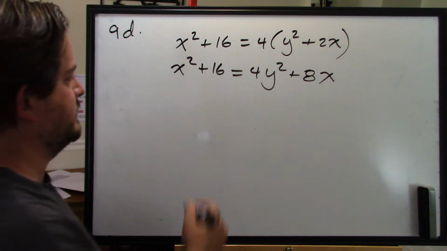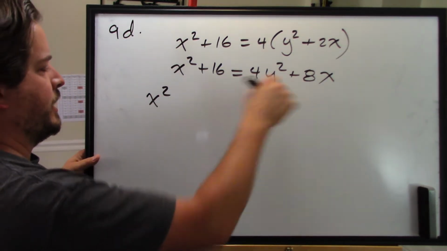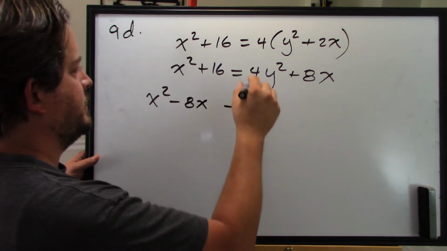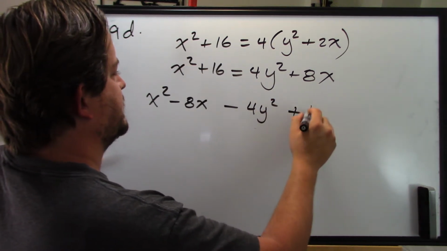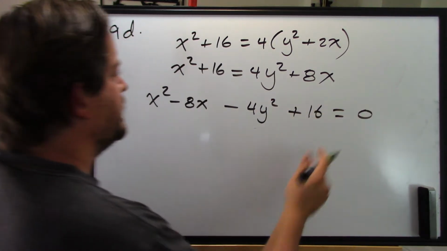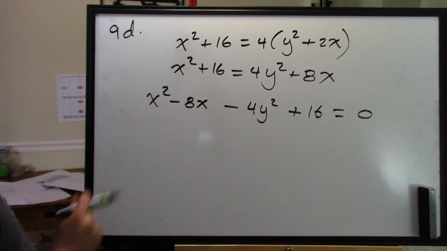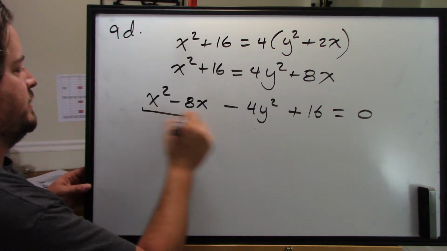A hyperbola here. Let's see though, I've got x squared, minus 8x first so that I can complete my square there. Minus 4y squared, and then plus 16 is equal to 0. So I've just grabbed my 4y squared and my 8x, brought them to the left, and put them in an order that'll be beneficial to me. I'll complete the square here.